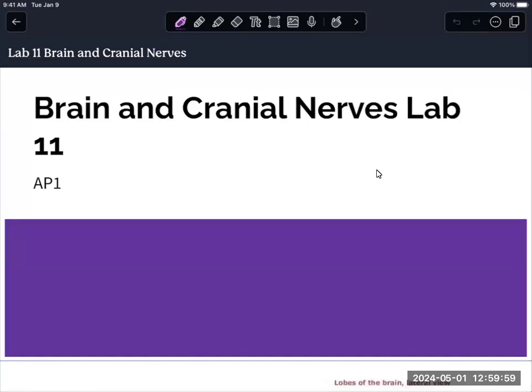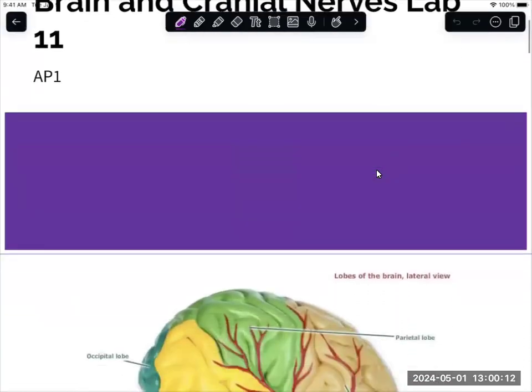Hello, and welcome to Lab 11. For this lab, we're going to go through the brain and we're going to go through all the different cranial nerves. And we'll talk about the functions of those cranial nerves as we go through these.